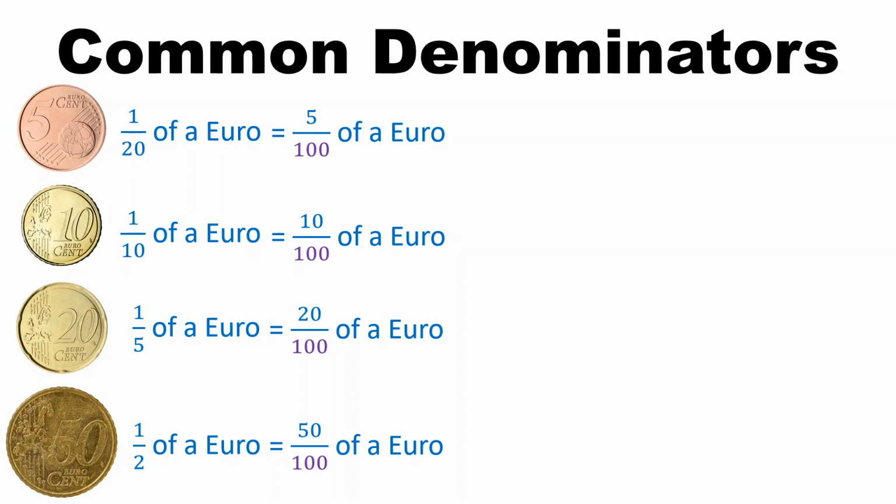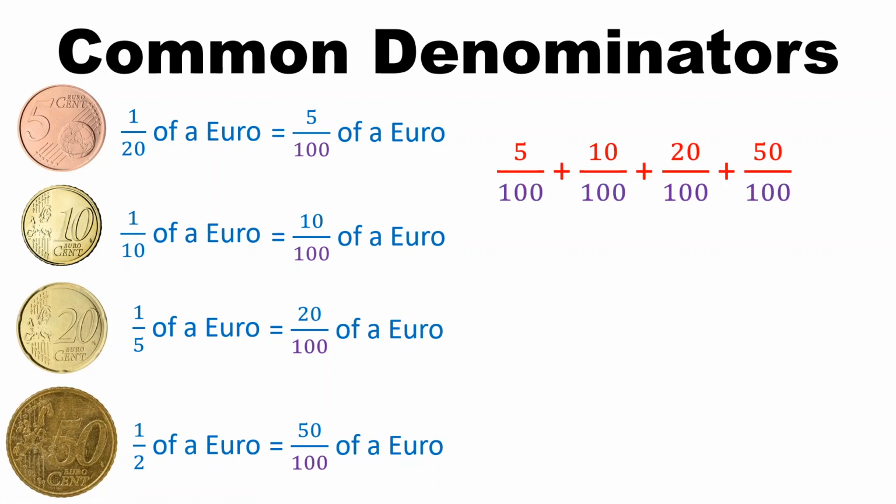Since we have a common denominator here, in all cases these are over 100, we can add these fractions together to find out how much money I actually have. 5 hundredths plus 10 hundredths plus 20 hundredths plus 50 hundredths. How many cents would that be? How many hundredths of a euro would that be? I know that there's 100 cents in a euro, and 5 plus 10 plus 20 plus 50 gives me 85. So I've got 85 hundredths of a euro.